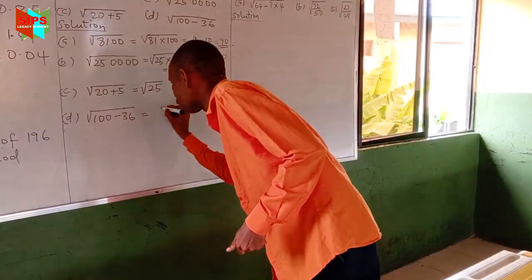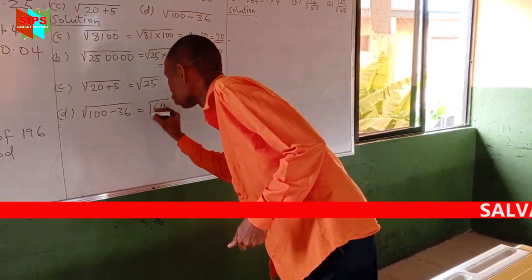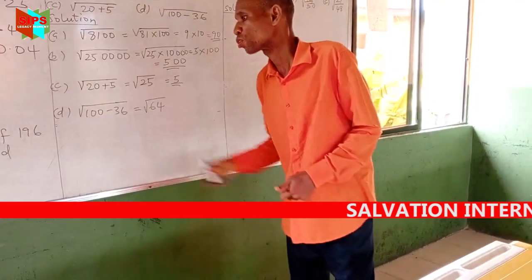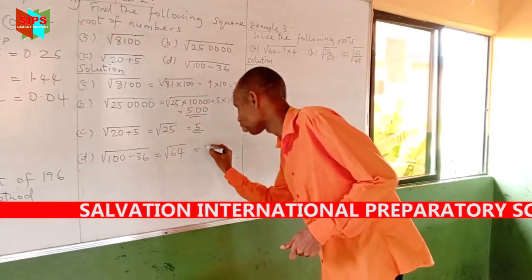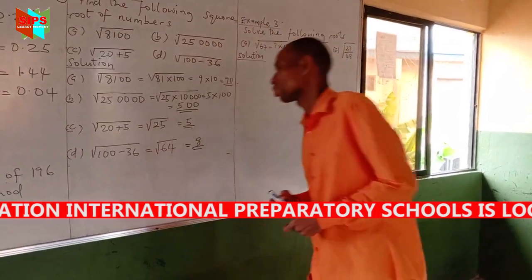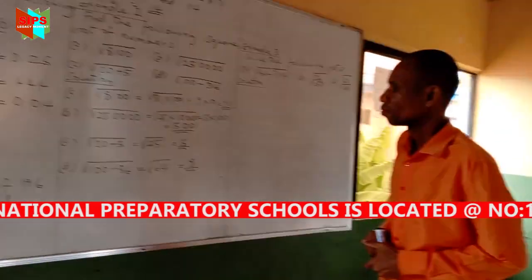Here becomes 64. Square root 64. Now, square root of 64, you and I know that 8 times 8 will give you what? 64. Therefore, 8 is your answer.